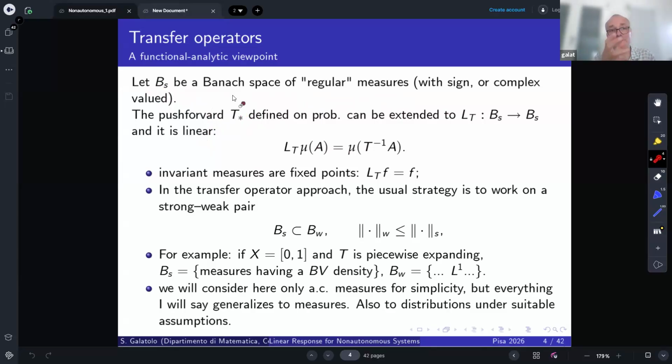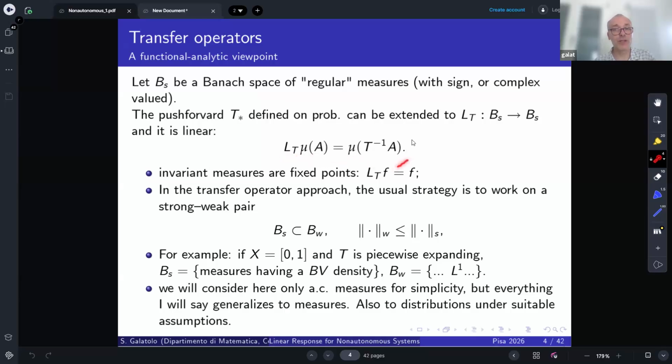The classical push forward, which at the beginning is defined for probability measures, can be extended with the same formula to a function taking a measure. Of course, when I say Banach space of regular measures, I mean a normed vector space which is a Banach space. So it must be signed or complex valued measures, something like this. Okay, so this is a vector space. So inside the space, there will be positive, negative measures, and so on.